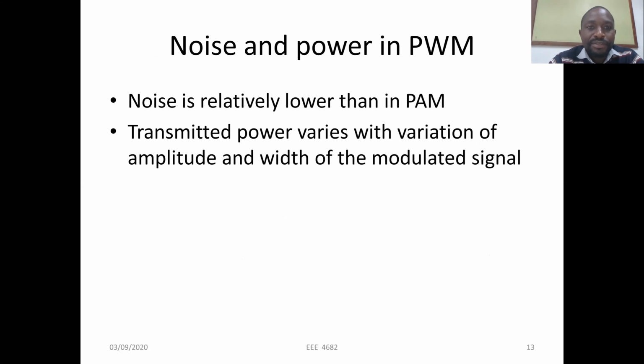In terms of advantages and disadvantages, with pulse width modulation, noise is relatively low because the amplitude is kept constant, and also transmitted power will vary due to the variation of the width of the modulated signal. So the width is basically what will contribute to transmitted power.